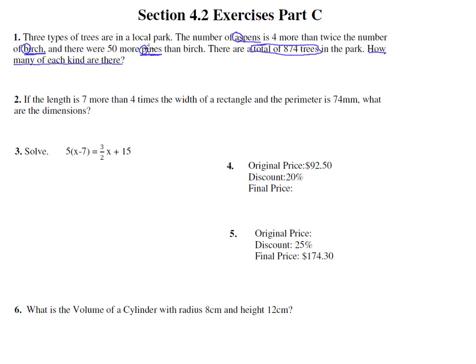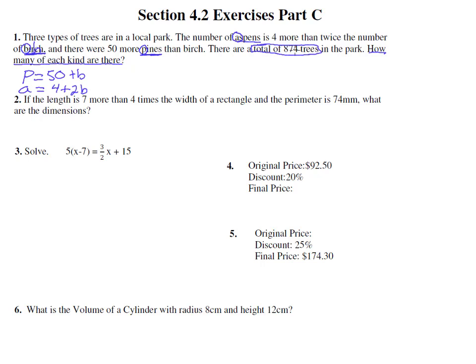Well, we know there are, let's write this out, 50 more pines than birch. So the pines, there were 50 more of them than the birch. So the pines are going to equal 50 plus the birch. So birch plus 50, and you'll get 50 more pines than birch. Okay, so that's one of them. Aspens. This says aspens equals 4 plus twice the number of birch. And then of course we have the birch right over here.